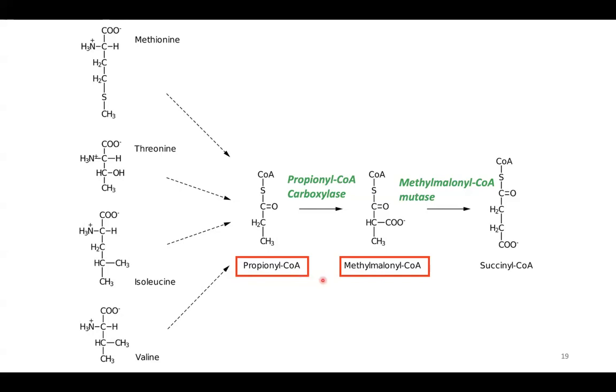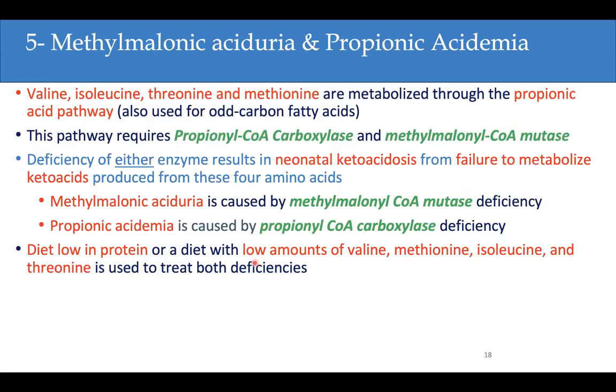Now looking at the other one, which is methylmalonic acidemia, here you have a deficiency in methylmalonyl coenzyme A mutase. So when this enzyme is deficient, there is an accumulation of methylmalonyl coenzyme A, which is then converted into methylmalonic acid. Either way, they have hyperammonemia, and all these other substances are also accumulating. Coming back to the slide.